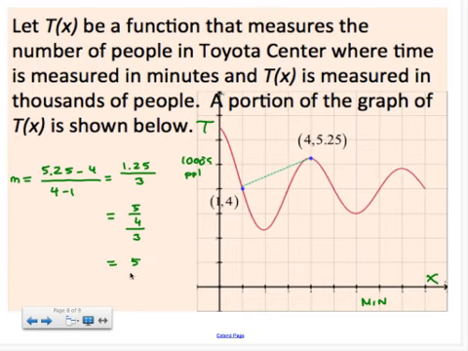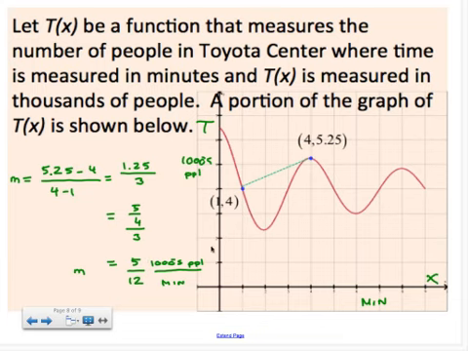Okay, so we have this number. It's the slope of this secant line. But this has some units to it. And those units are going to provide us with a meaning for what this number calculates. So what are the units for the numerator? Well, the numerator was the change in the y values, which are measured in thousands of people. So I'll put thousands of people, basically people, right? And then the denominator was the change in the x values, which are measured in minutes.